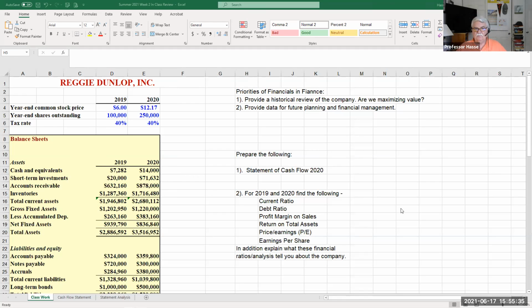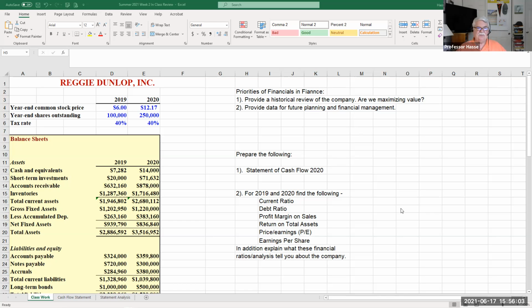Provide a historical review of the company. Are we maximizing value? Are we doing what we're telling our investors we're doing? Are we making enough money to pay interest on our debt and pay back the debt? Are we making enough money in cash flow to pay dividends, to increase the value of the business? That's number 1, a historical review. What happened? Number 2, provide data for future planning and financial management.